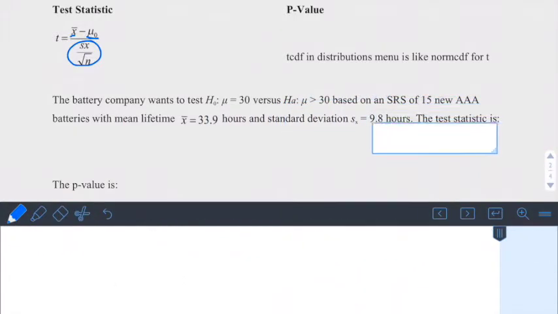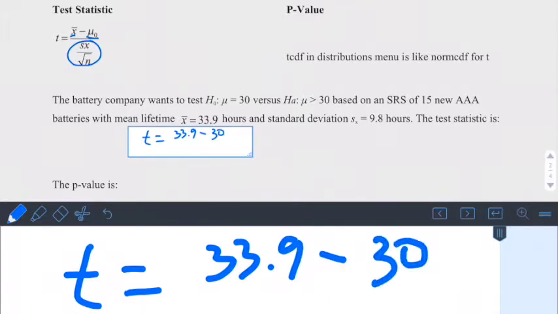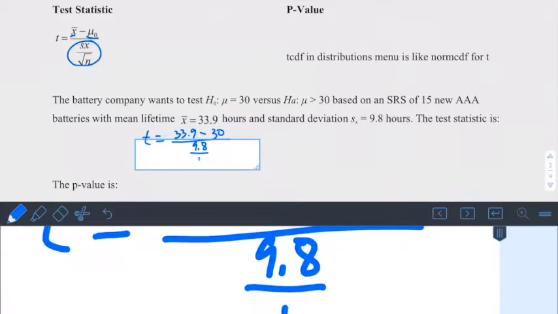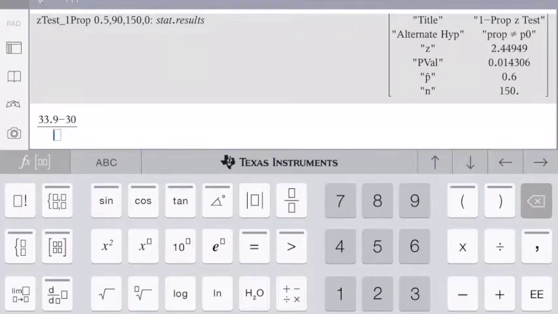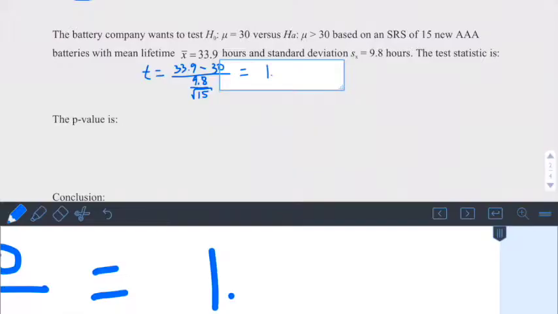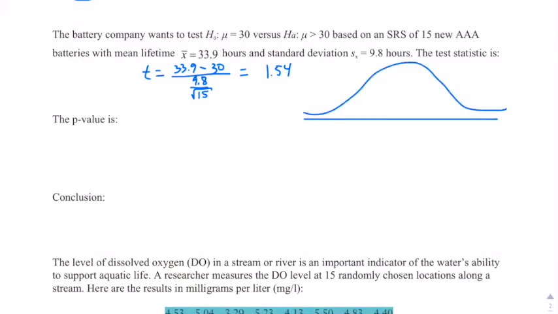The test statistic is this. So we can actually find it. T equals 33.9 minus 30 over 9.8 over square root of 15. So 1.54, which is not a very large t value. In our t distribution, this is not that large.